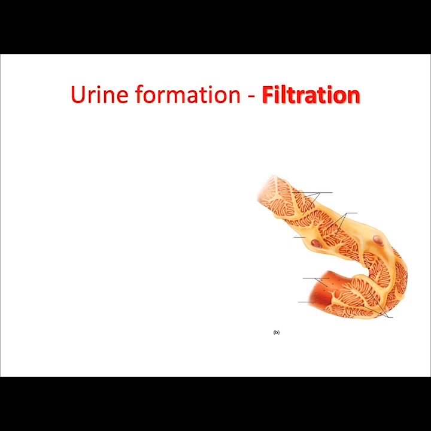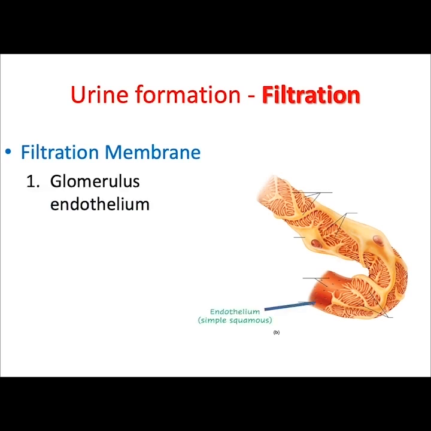Filtration is a type of passive transport, and it occurs across a filtration membrane. The filtration membrane consists of 3 layers. The endothelium of the glomerulus. Recall that the glomerulus is a bed of capillaries or a tuft of capillaries located within the nephron. The glomerulus is highly fenestrated.